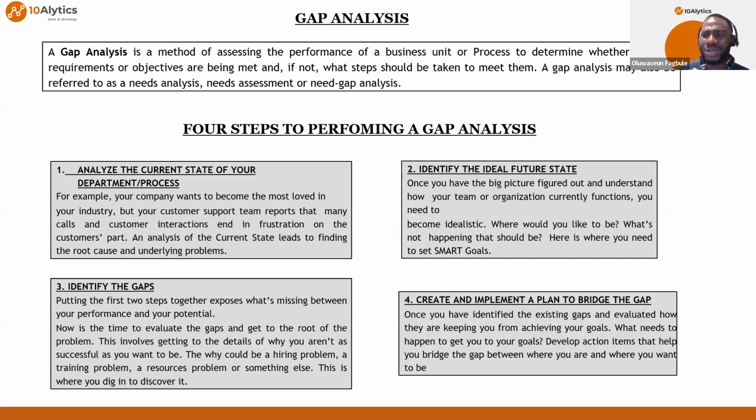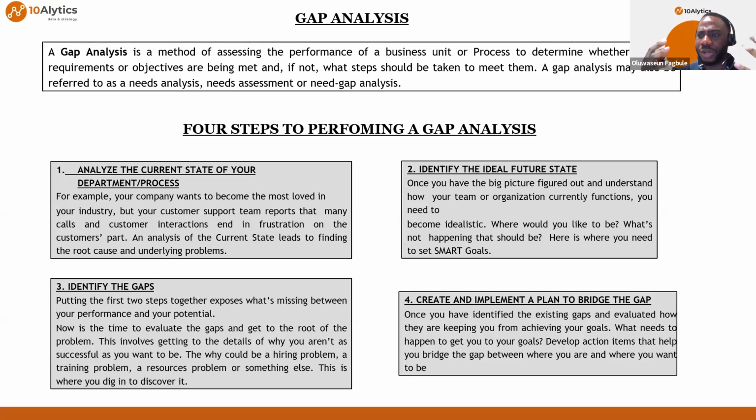Now, number three is to identify the gaps, right? By the time you've analyzed the as is, and you've identified the ideal point where you want to be, the to be, you bring those two together and you're then able to identify the gaps. A comparison of your current process, your current state, which is the as is, and your future state, which is the to be, would help you unearth the gap to where you want to get.